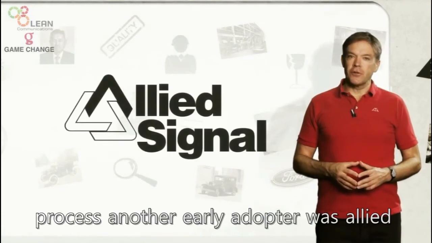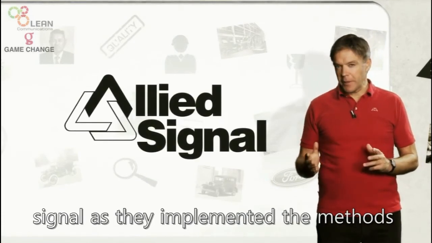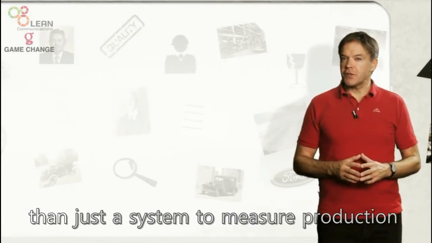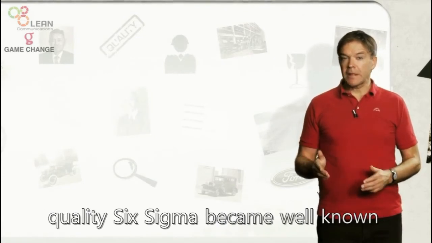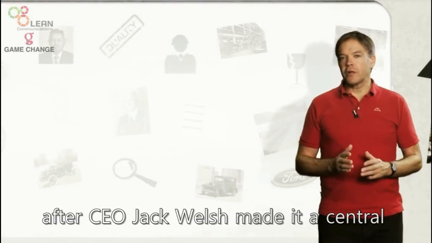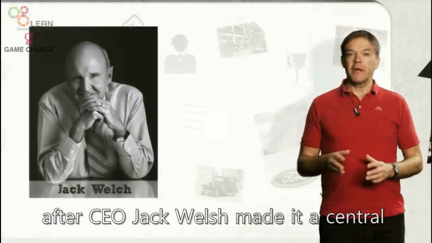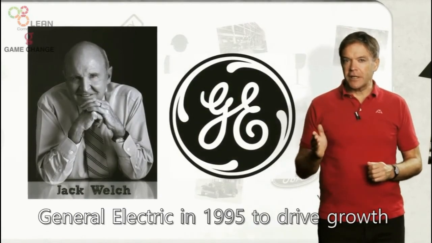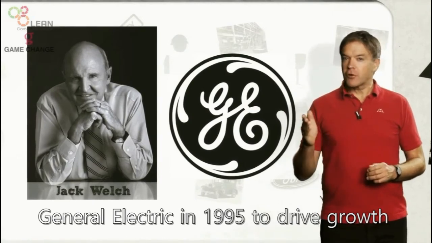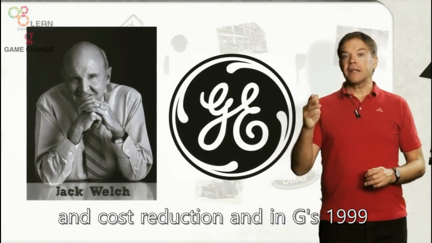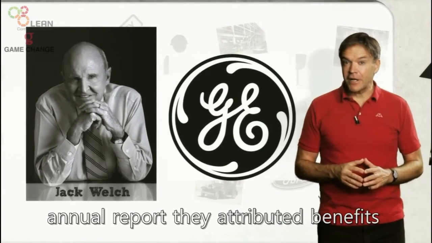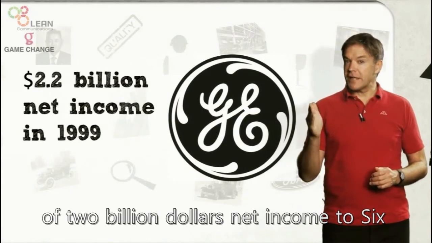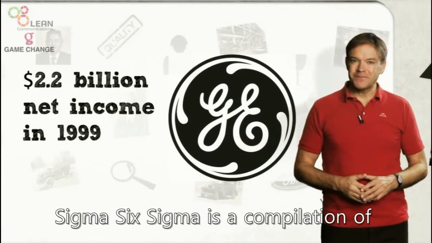Another early adopter was Allied Signal, as they implemented the methods in the early 90s, so that it became more than just a system to measure production quality. Six Sigma became well known after CEO Jack Welch made it the central focus of his business strategy at General Electric in 1995 to drive growth and cost reduction, and in GE's 1999 annual report they attributed benefits of $2 billion net income to Six Sigma.